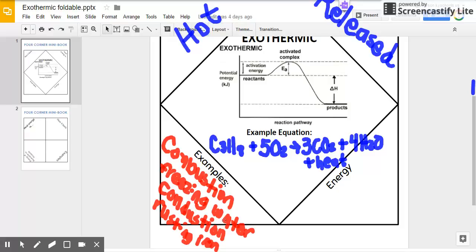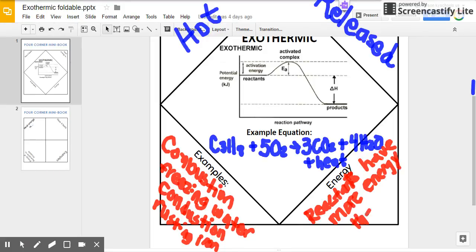Finally, over in our last little flap, reactants have more energy than the products.